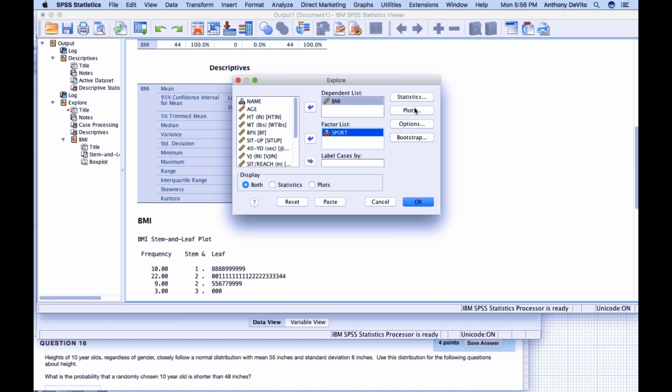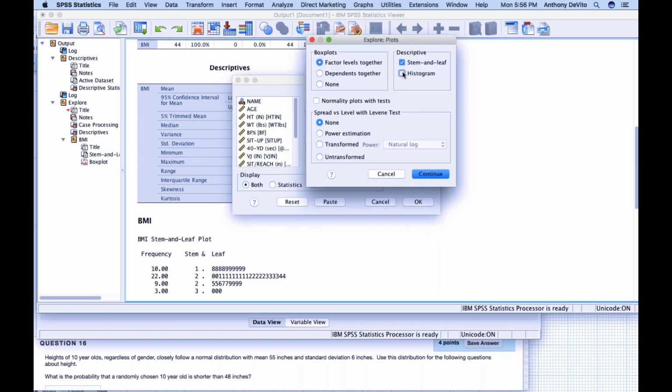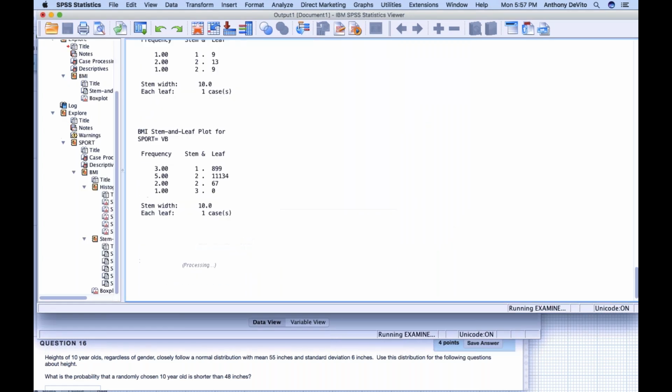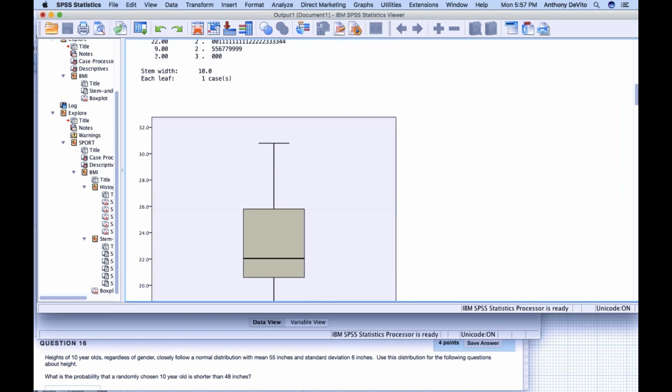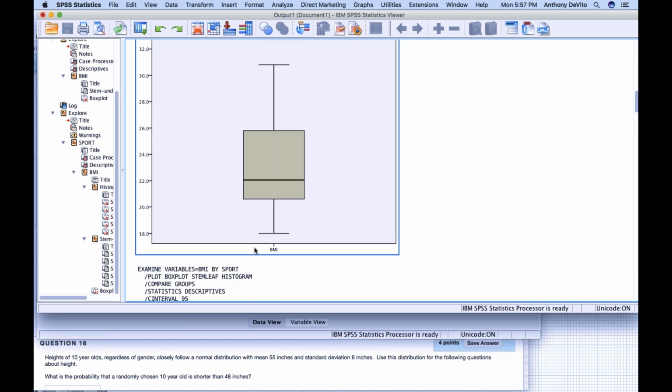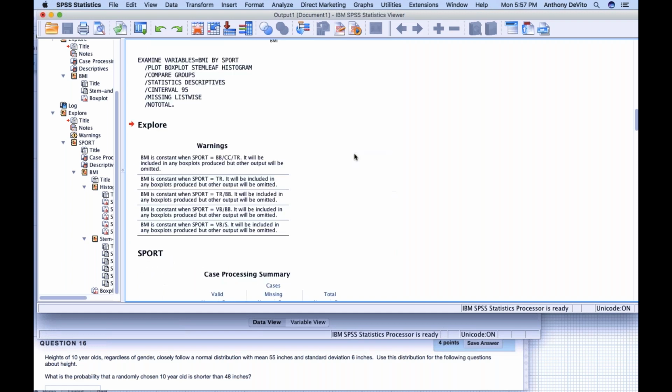You could also go into Plots and ask it to do a histogram and some other plots, and again, they would do it for these individual groups. So the first one we did was for the whole group. It did a box plot for us. This is all the girls. That's the lowest BMI. That's the highest BMI. This is the median BMI. So we can see it's skewed, right? There's a few BMIs that are higher, right?